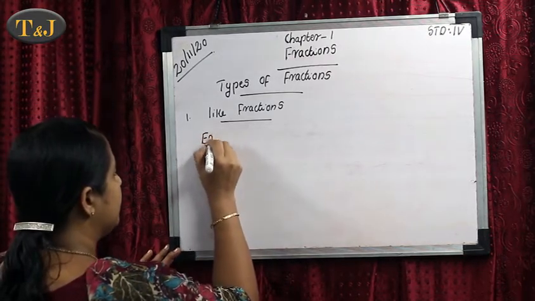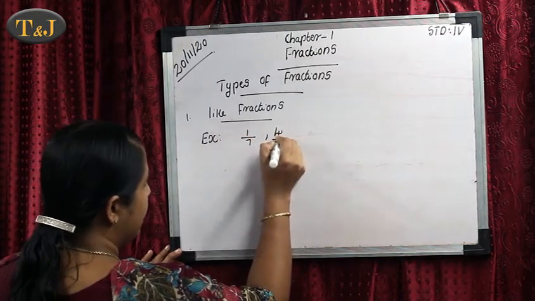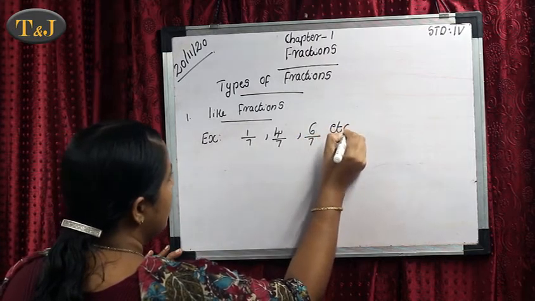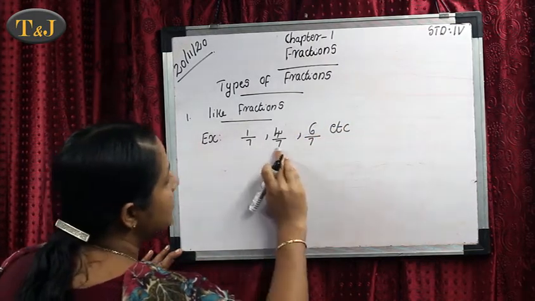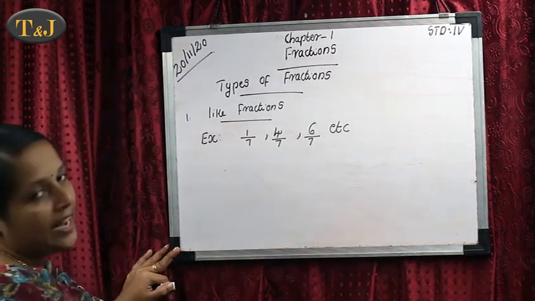Example: 1 by 7, 4 by 7, 6 by 7, etc. All these fractions have the same denominator. These fractions with the same denominator are known as like fractions.